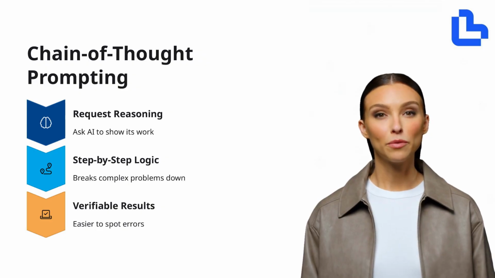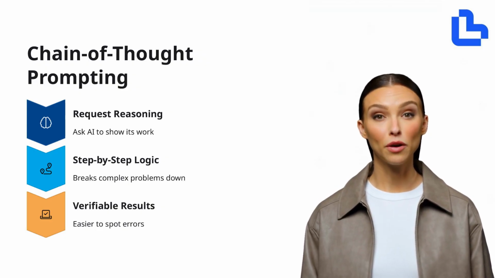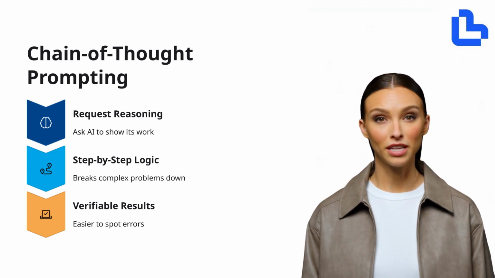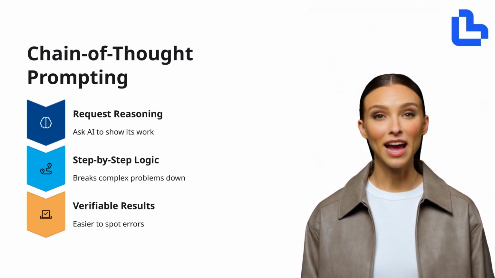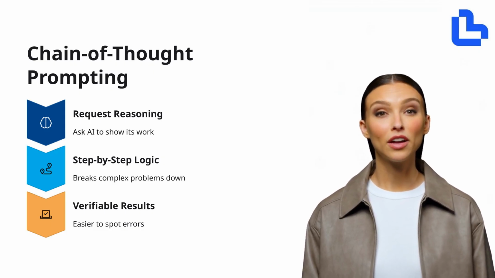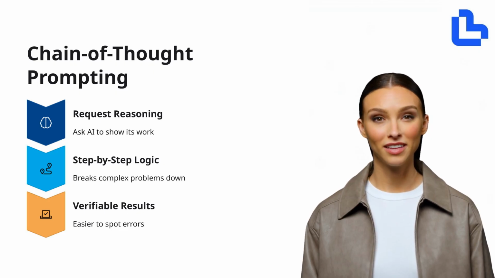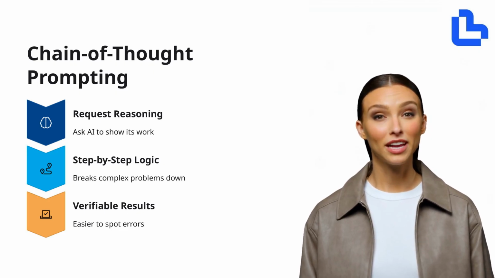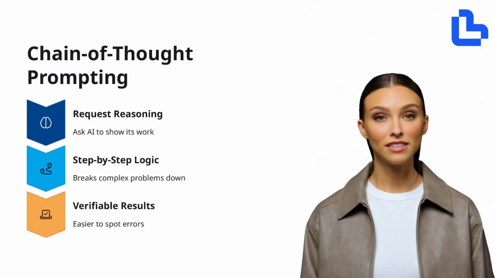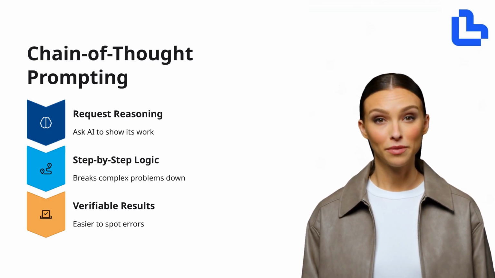Now, let's explore a more advanced and incredibly powerful technique, chain-of-thought prompting. This method is all about asking the AI to show its reasoning, step by step, so you can follow the logic behind its answer. Think of it like pair programming or walking through a problem with a colleague. Instead of just giving you the final answer, the AI explains how it got there. This is especially useful for complex tasks like math problems, logical reasoning, or multi-step decision-making.